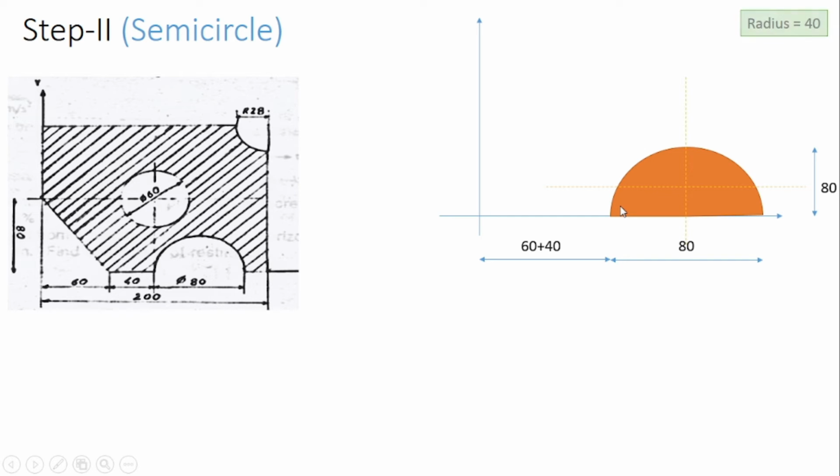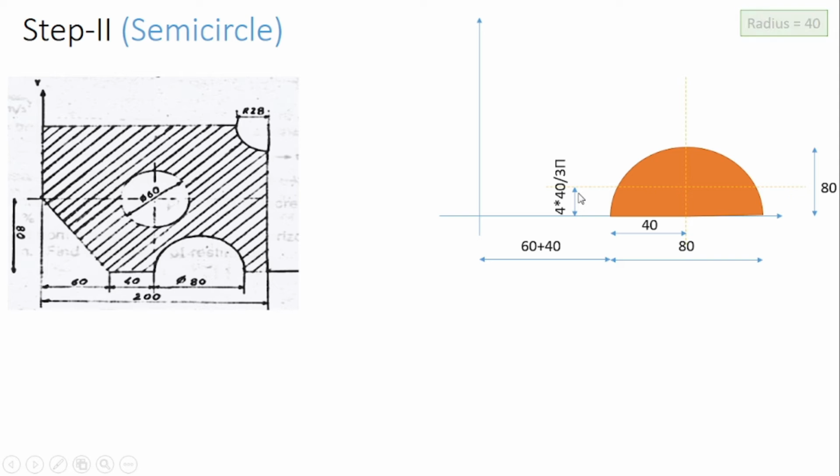Now we'll locate the centroid. The centroid will be present at the center line of this semicircle and at some distance from the base of this semicircle. So this distance is equal to 4 into radius divided by 3 pi. R is equal to 40 mm. So 4 into 40 divided by 3 pi will give you the value of this height.